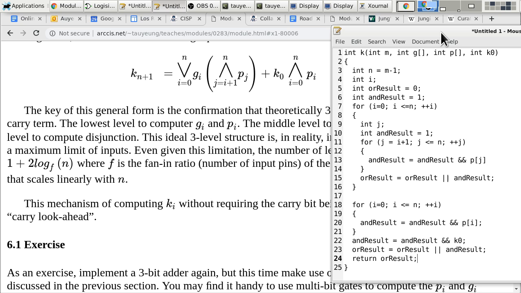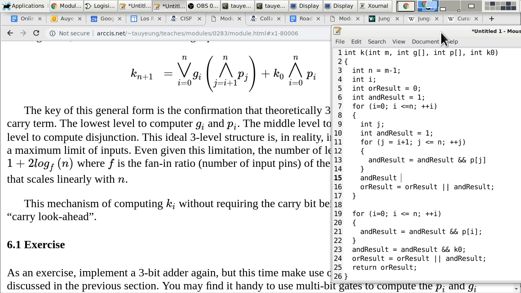Which one? On the first line. The G terms? Oh, I forgot to put in the G terms. That's a good question because I messed up here. After the nested AND here, AND result needs to also be ANDed with the G term, so it's GI here. Thank you. Good job. I forgot that because I calculated this entire thing in the parentheses, and then forgot that there's an AND with the GI term. That's why it was not getting used.